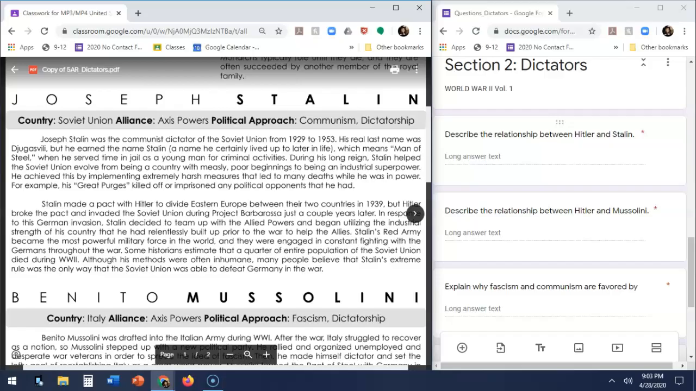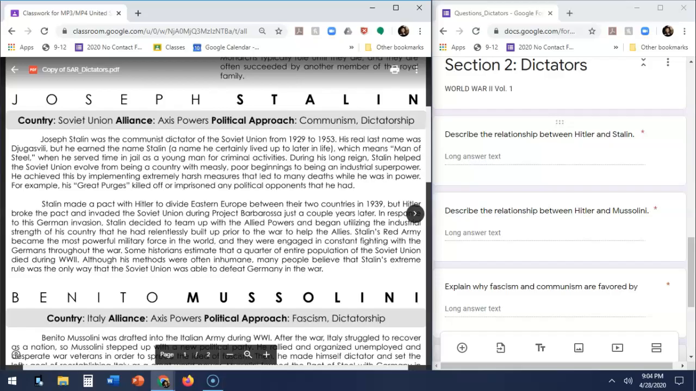Stalin made a pact with Hitler to divide Eastern Europe between their two countries in 1939. But Hitler broke the pact and invaded the Soviet Union during Project Barbarossa just a couple years later. In response to this German invasion, Stalin decided to team up with the Allied powers and began utilizing the industrial strength of his country that he had relentlessly built up prior to the war to help the Allies.